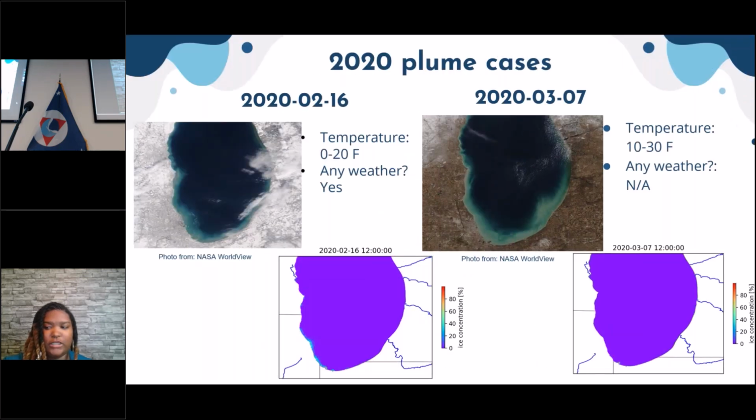Now, in 2020, there may not have been much ice, but there was an increase in the plume. As you can see here, there's a lot of sediment plume coming off the coast on the 16th of February and the 7th of March. On the 16th, the temperatures did drop to zero, and there was an ice event, and you can also see that there was about 20% of ice cover along the coast. You can also see on the 7th that there wasn't really much ice.